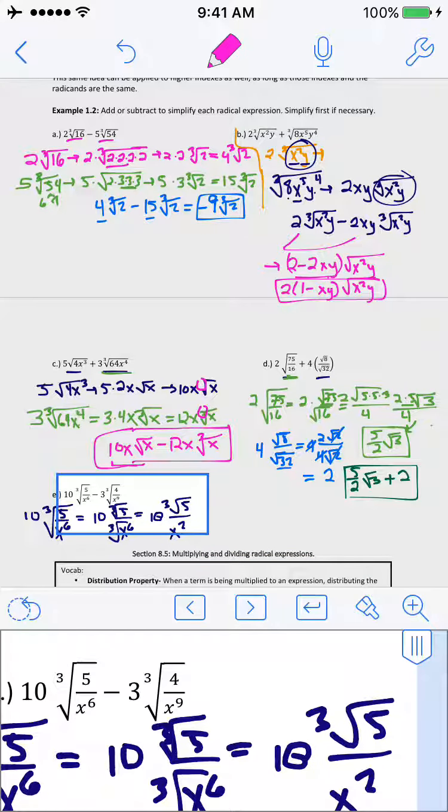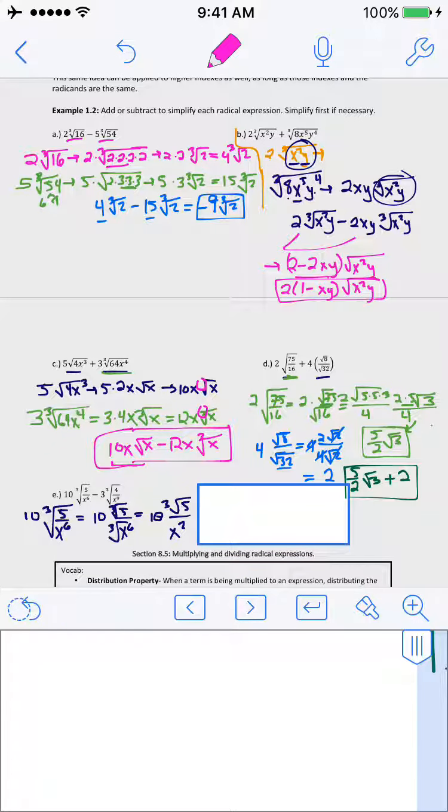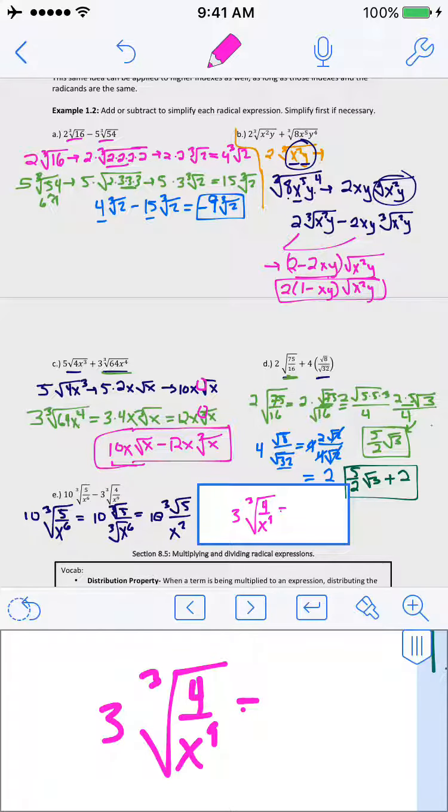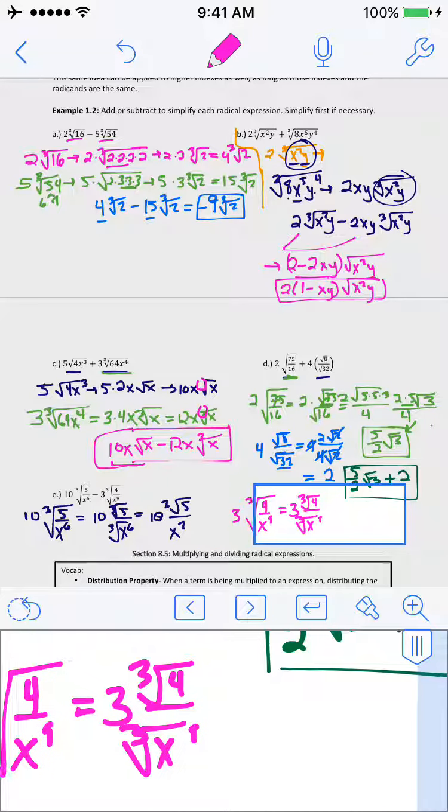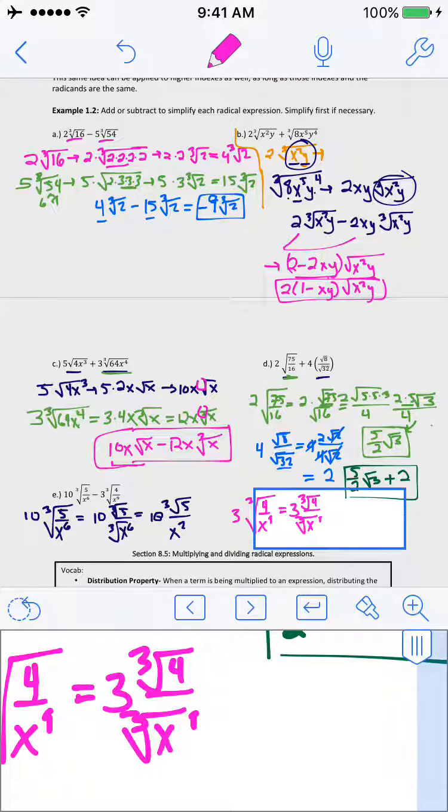It's 3 cubed root of 4 over x to the 9th. Once again, be careful. We are now talking about a cubed root, not a squared root. So that top one, when I rewrite it, is not going to simplify to 2. It's not going to simplify to 2 because it's a cubed root, right? In other words, what cubed is 4? That ain't going to be 2. However, we'll keep it like that.